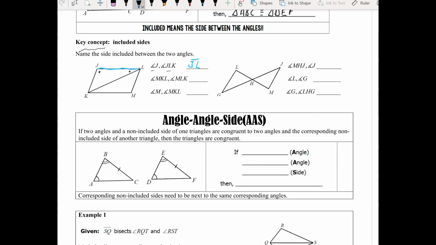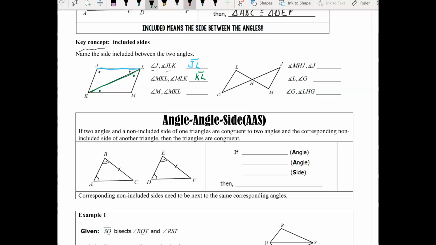Okay, let's try another one. Angle MKL, let's try this one in green, okay? Angle MKL, let's follow that angle. So MKL is this angle right here. And angle MLK sounds the same, but it's not. Okay, so MLK is up here. And the side between those two is this side right here. Okay, now I'm going to show you another way to do this in the last example. So that would be KL.